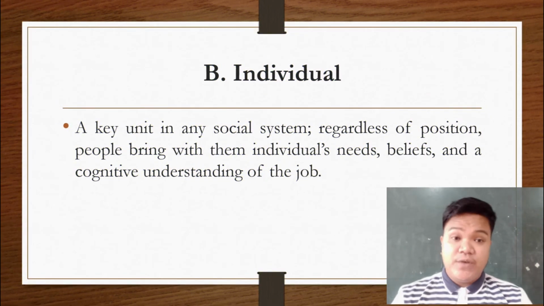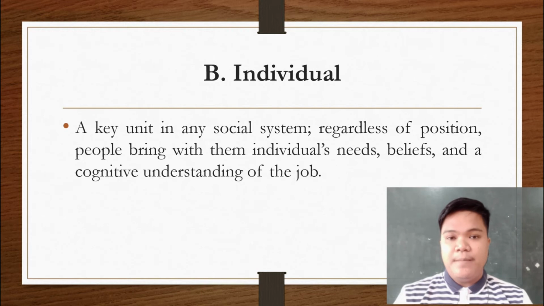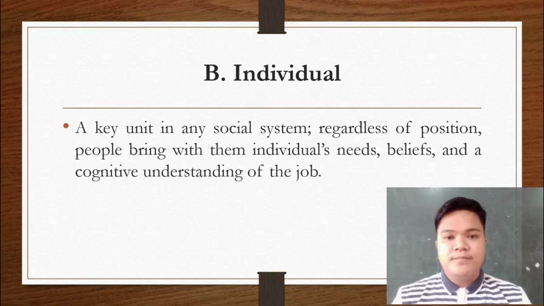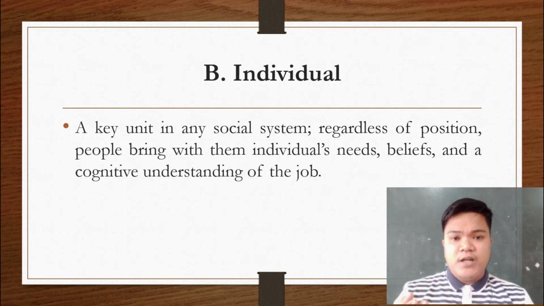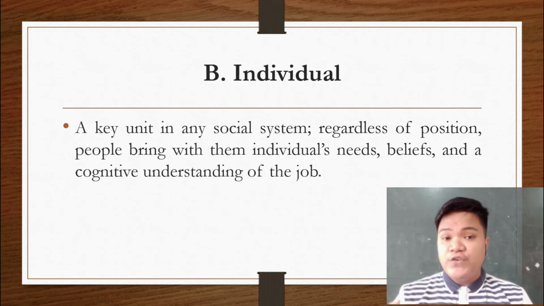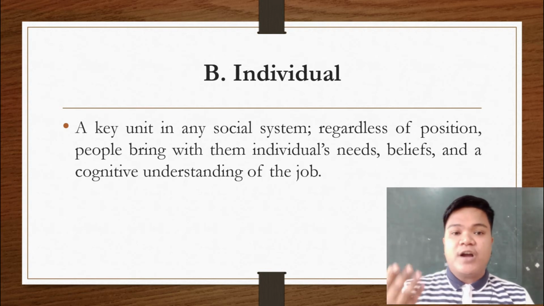Second is the individual. Individual, a key unit in any social system, regardless of position. People bring with them individuals' needs, beliefs, and a cognitive understanding of the job. Individuals and educators in schools are drawn from society. It is only natural that their ideas impact how things are done at school.